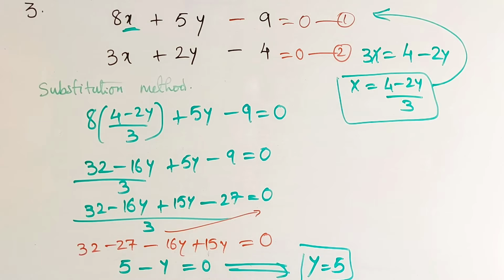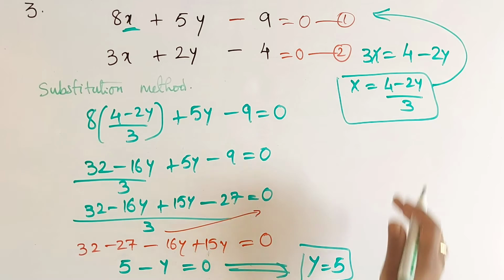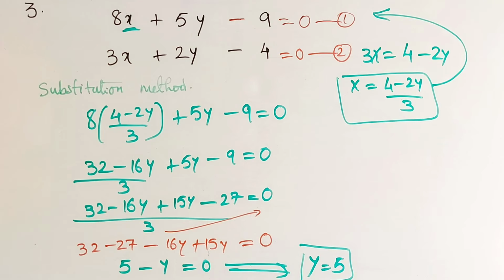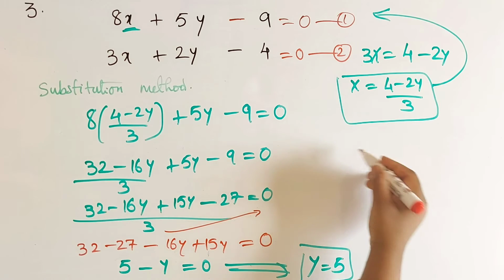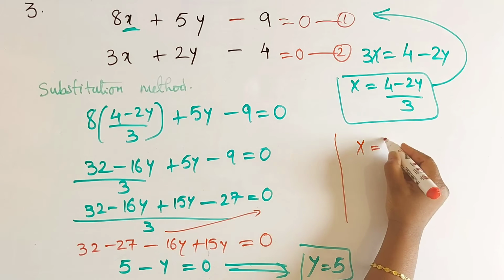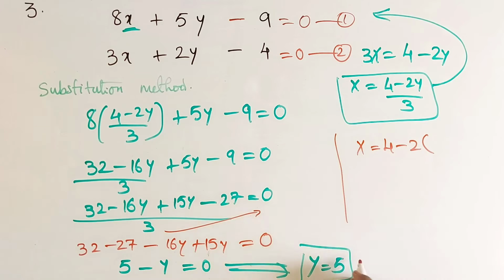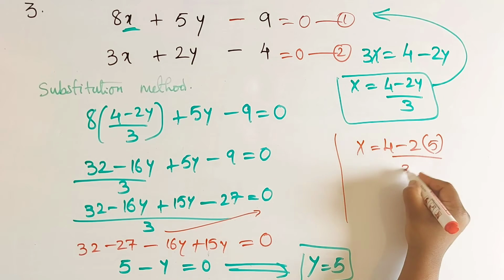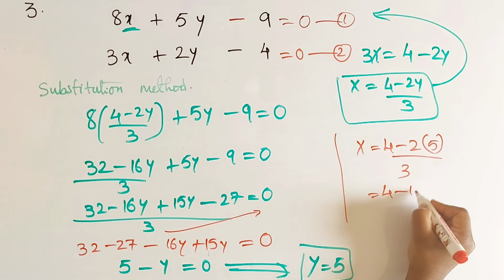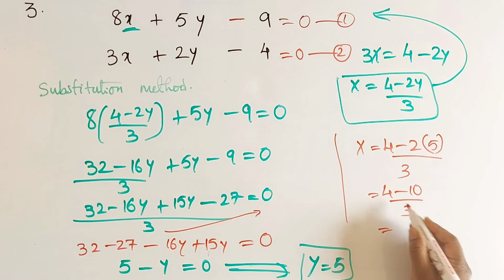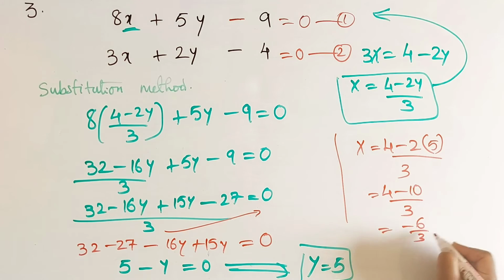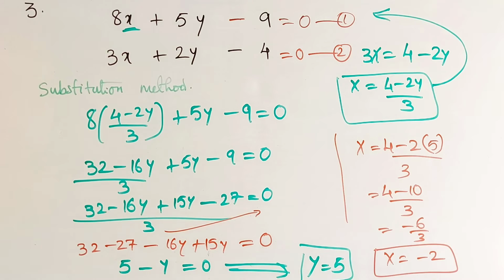Correct, children? Now we have to find out the x value. We already know that x equal to 4 minus 2y divided by 3. Let's put the y value here. So x equal to 4 minus 2 into 5, divided by 3. That equals 4 minus 10 divided by 3, minus 6 by 3. So what is the x value? x is minus 2. Right, children? x value is minus 2 and y value is 5. This is the substitution method.